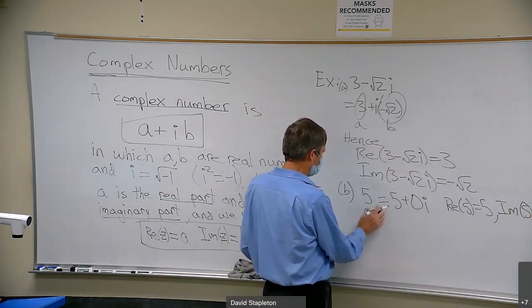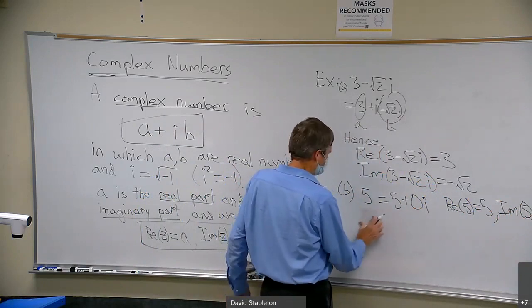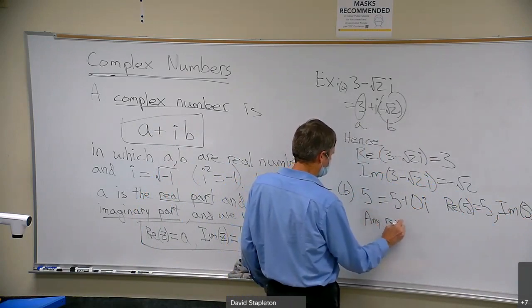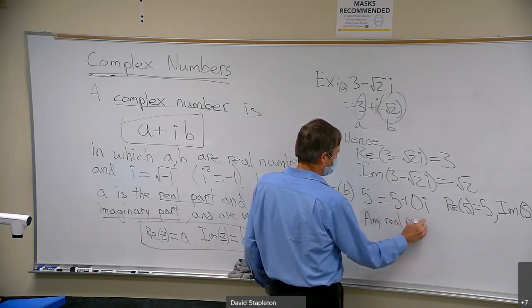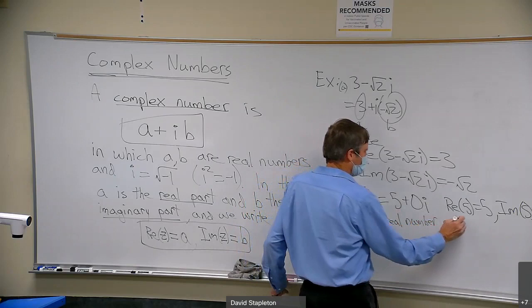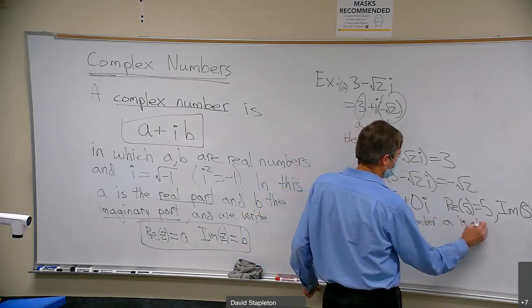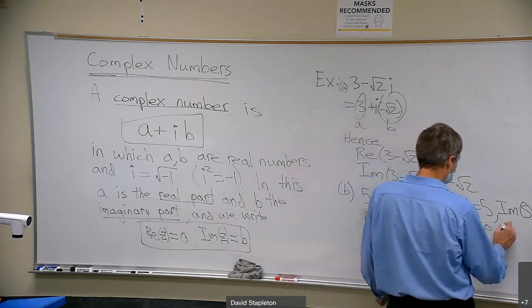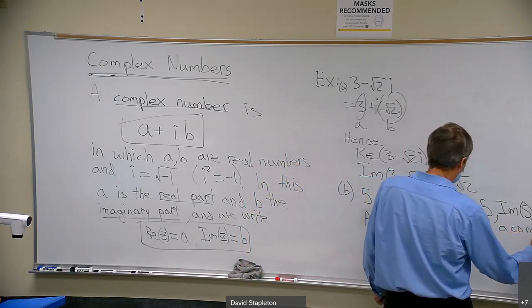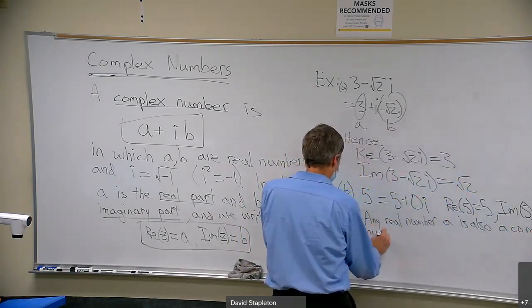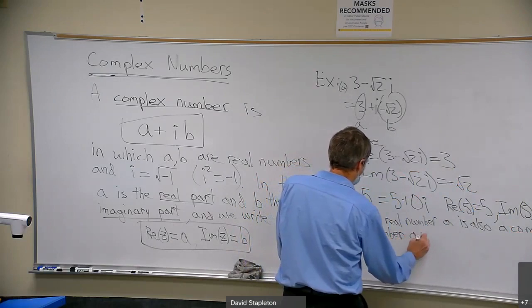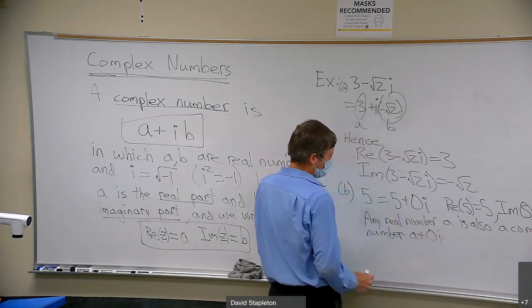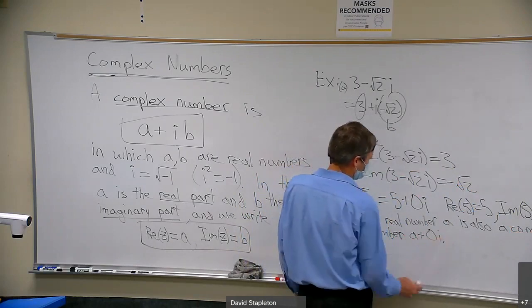So any real number, a, is also a complex number. We say that the real numbers are a subset of the complex numbers. All right, so a complex number with b equals 0 is real.